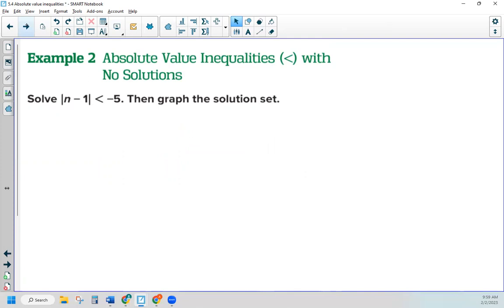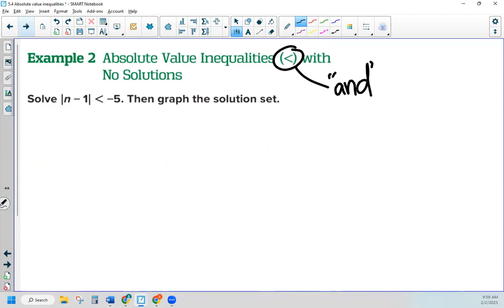All right, here we go. Example number 2. I'm going to go ahead and read the green text because every time there's a new example, it has a new thing attached to it. So let's see if there's anything here. Absolute value inequalities, less than, with no solution. Okay, so once again, we're sticking with less than, which means we are still using "and." Okay, now you can see it right here.